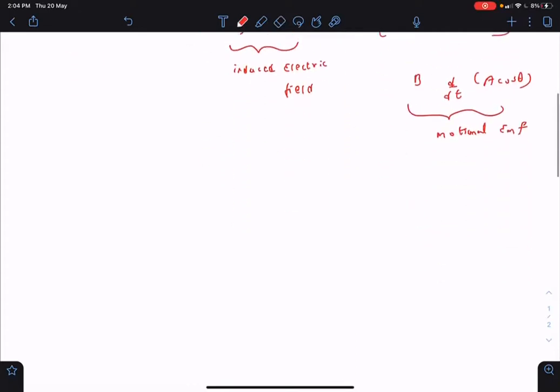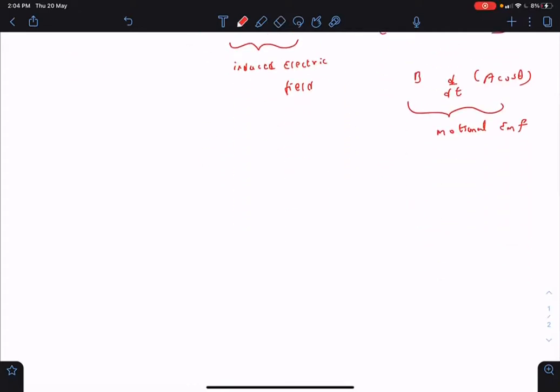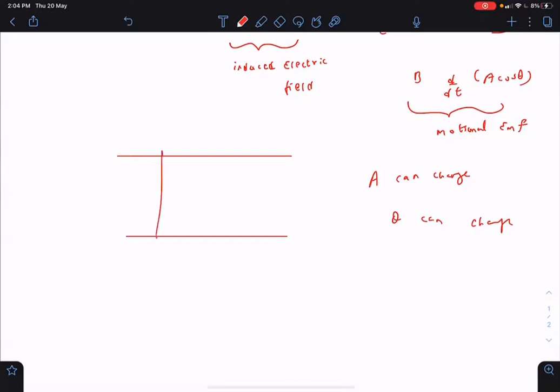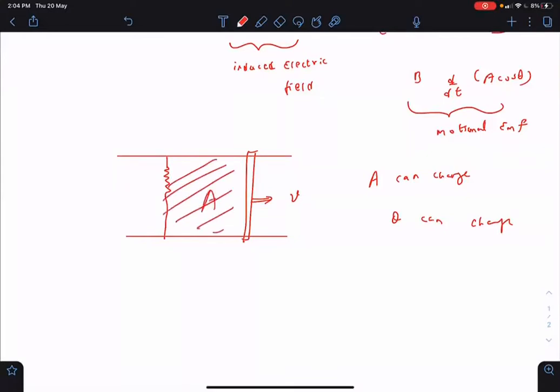Now, as far as the motional EMF is considered, what can change is A can change and theta can change. A can change, very simple, like railroad questions, you know. In railroad questions, we have got a rod, and the area changes because of the motion of the slider, and there is a resistance connecting the two rails. So here this area changes. This is a very classical example of motional EMF.